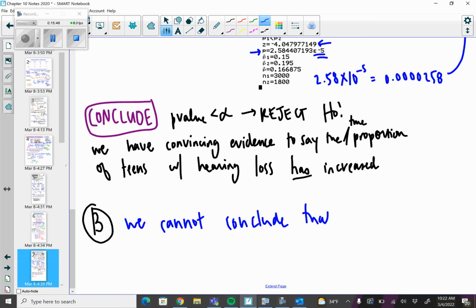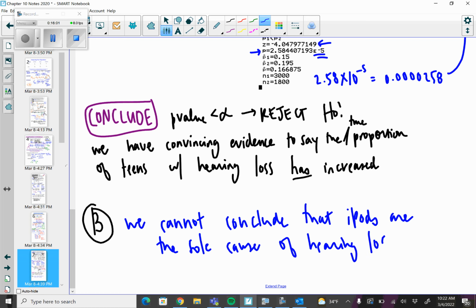that iPods are the sole cause of this hearing loss. Why not? Because this study didn't give us any sort of cause and effect in the information.